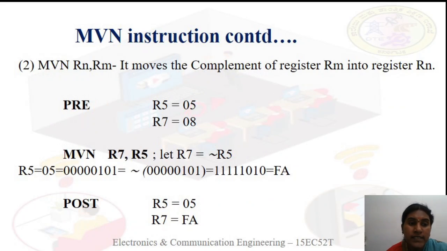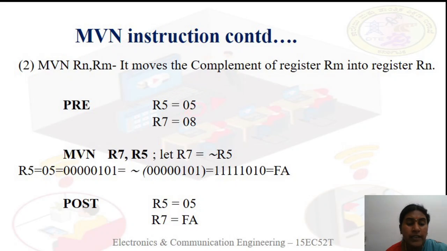Here consider one more example, MVN Rn comma Rm. What do you mean by Rn comma Rm? Here you are moving the content of a register to another register. Before moving the content of a register to another, you are complementing. That is, MVN means you have to complement and then move the content to the next one.